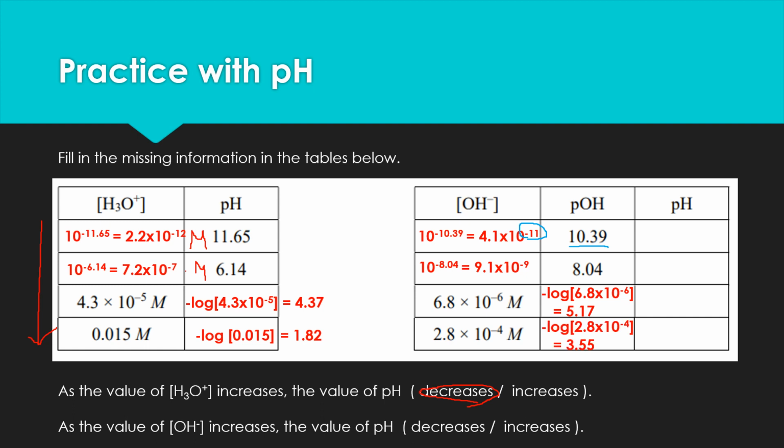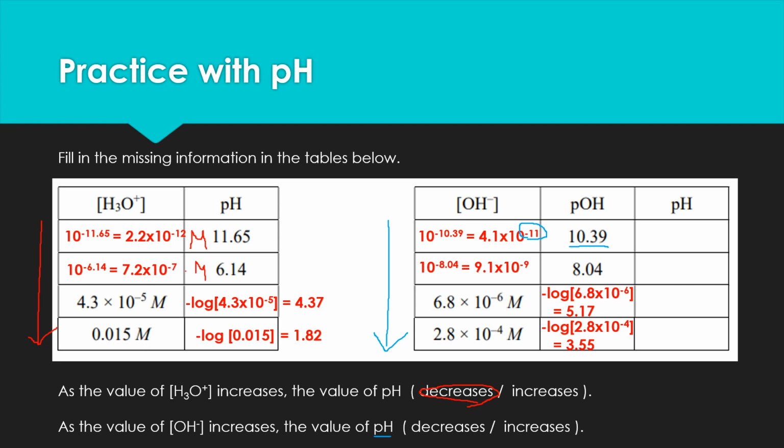So we should get 3.55. Again, negative log of 2.8 times 10 to the negative 4 is 3.55. So it says as the value of hydroxide increases, as our value increases, our negative exponent is getting smaller, so we're getting larger values here. Our P, and it says the value of pH.